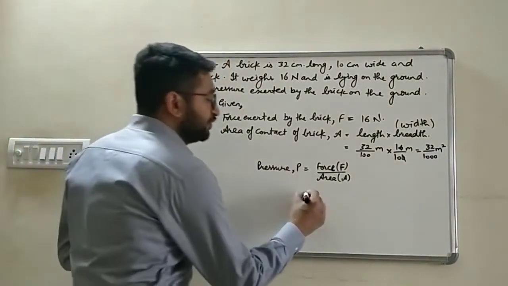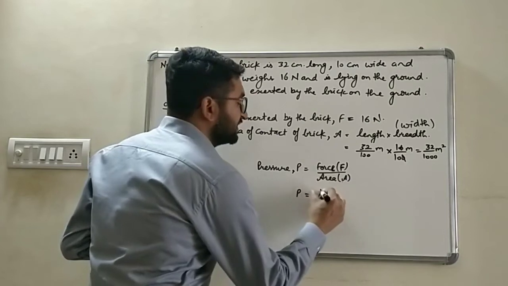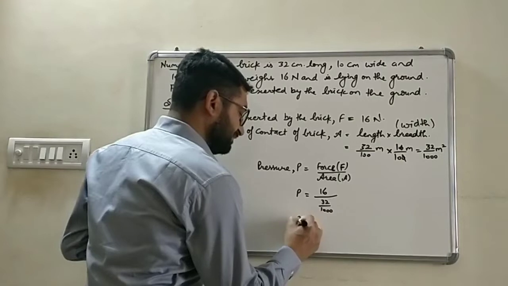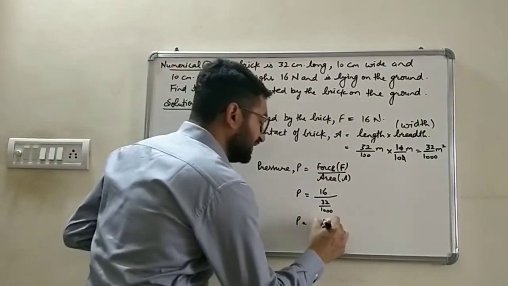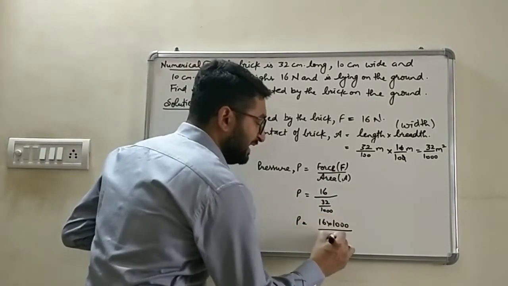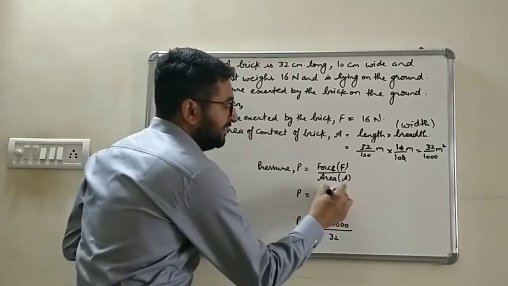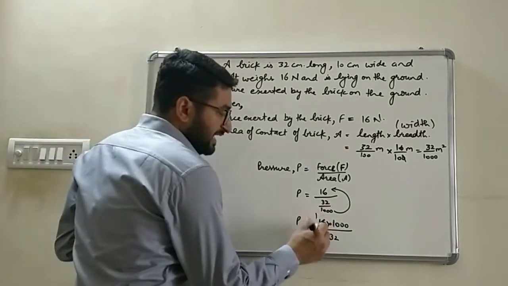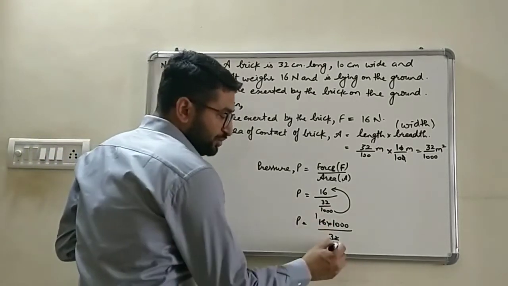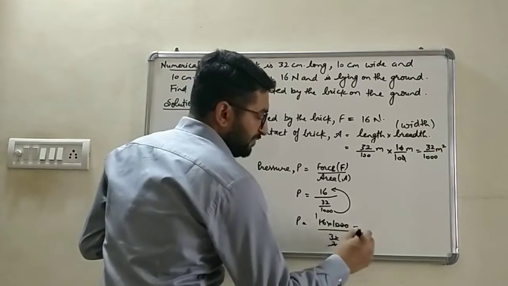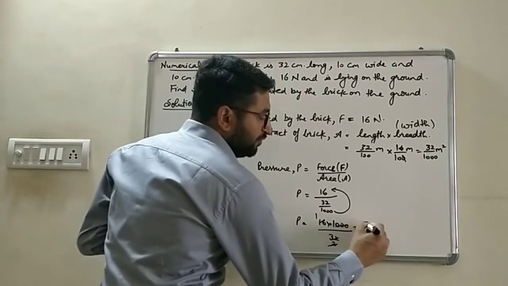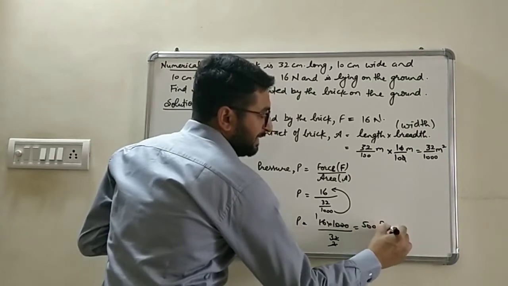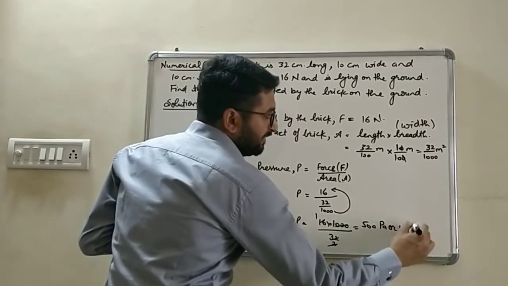We know the pressure is equal to force upon area. Force is 16 and the area is 32 by 1000. This 1000 will go to the top as a multiplier. This 1000 goes up and gets multiplied, beta. 16 1s are 16, 16 2s are 32, and 2 1s are 2, so 500 over the 1000. That is Pascal or Newton per meter square.